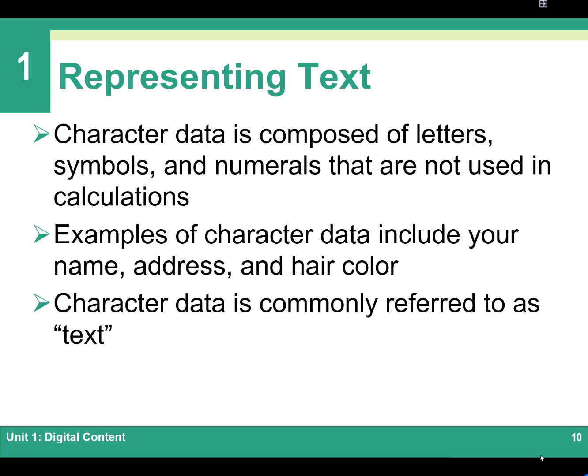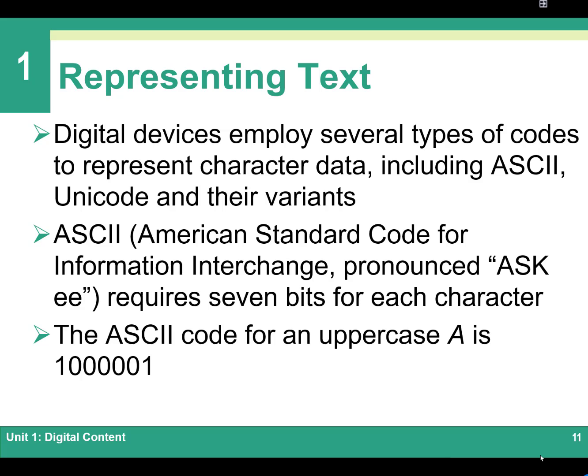So character data could include things like your name, address, hair color, and so on. When you have things of this type, it's typically referred to as text instead of a number. Sometimes referred to as a string. So in order for us to store these things into the computer, we need to agree upon a mechanism where when I say 63 is an A, you can look at it and agree that 63 is an A.